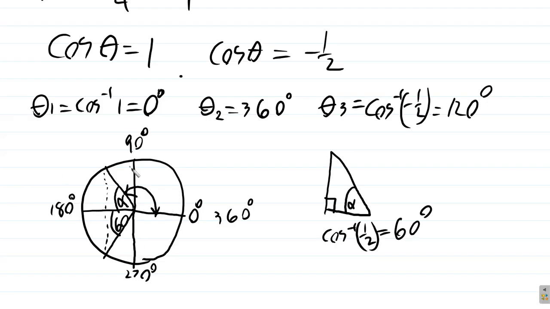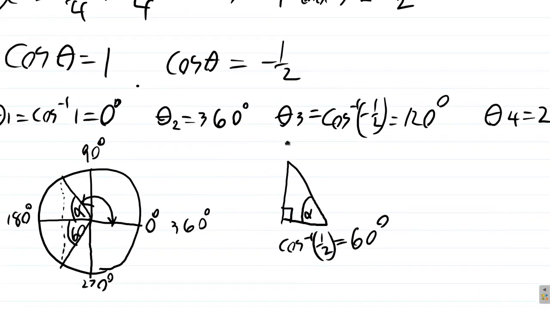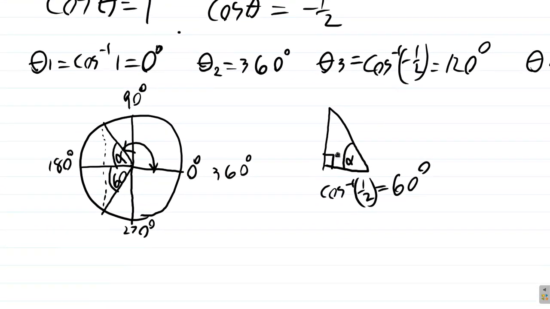So if you come right around and come here, that's 180. And then you add 60 more. Now 180 plus 60 would be 240. So the fourth angle, theta 4, is equal to 240 degrees. So there are actually 4 angles that you would have found.